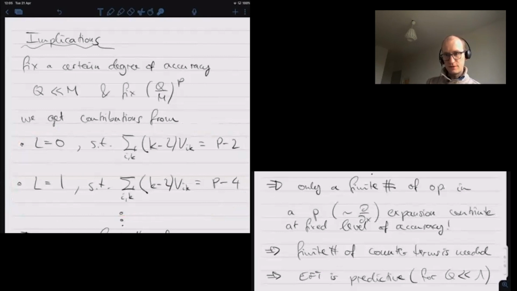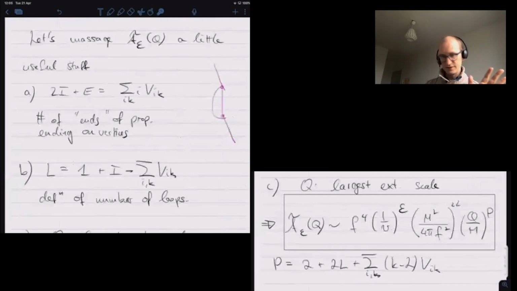I don't quite know how to say this. I realize that these things are, of course, technical developments, but I'm trying to give you the guiding principles, which is that what we're doing is organizing the amplitudes in terms of powers of the external scale. The one thing that is good about these examples is that this abstract notion of an external scale becomes a little less abstract here.